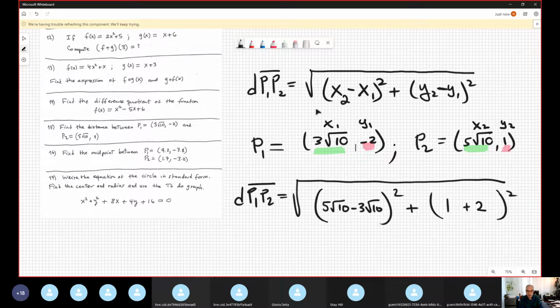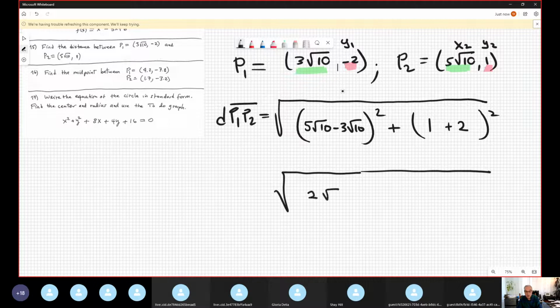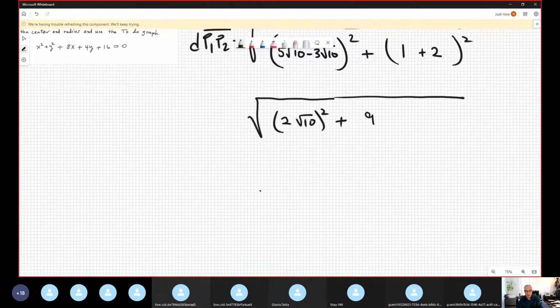Okay, so let's compute one parenthesis at a time. Well, big square root again. 5 minus 3 is 2 radical 10 squared, plus 1 plus 2 is 3, 3 squared is 9. Cool, we almost finished. Now you square the power.